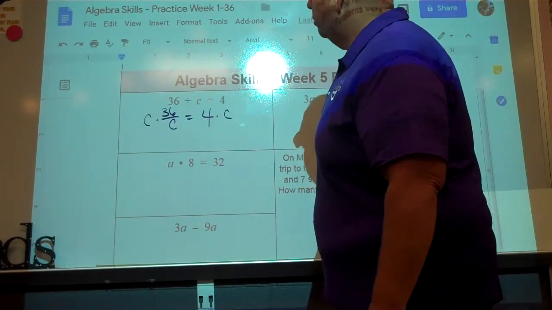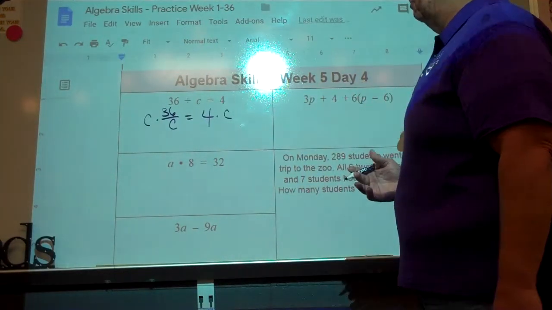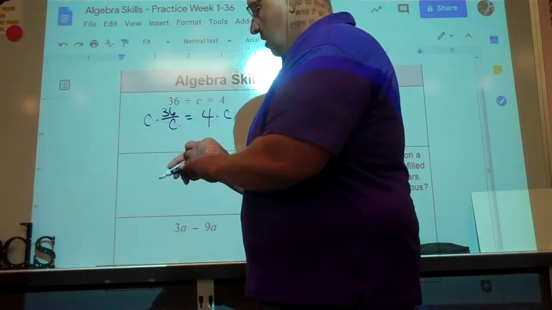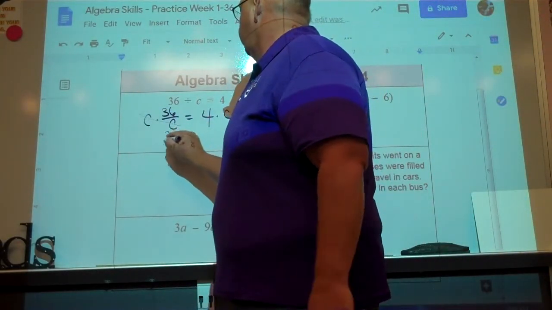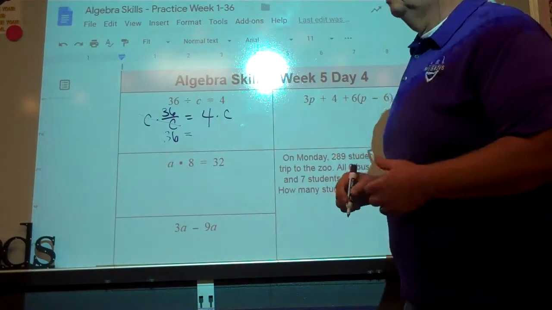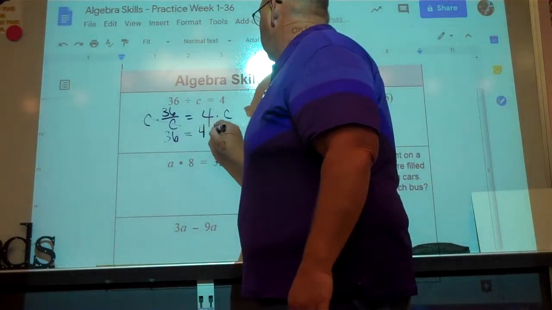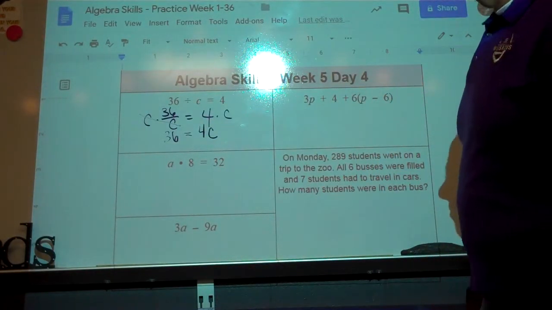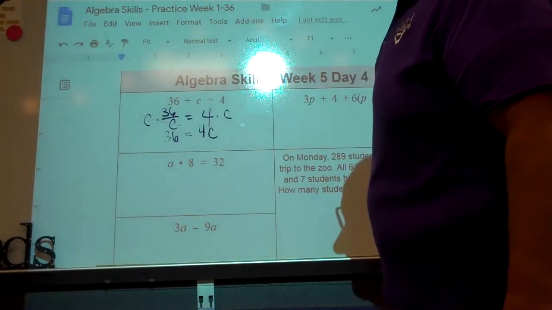Good. Okay? So we're going to multiply both sides by the variable of C. Okay? So this allows this to cancel out, right? Leaves us with just 36 equals, what's 4 times C? 4C. Right, 4C. All right, that looks more like an algebra problem, right? Now what are we going to do?